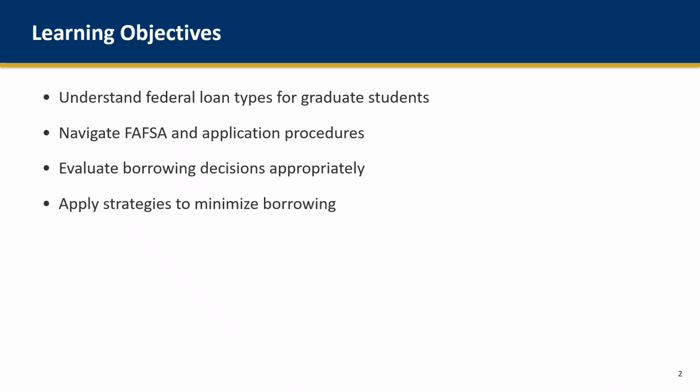Context matters. Fourth, you'll apply strategies to minimize borrowing while still covering your educational costs. If you must borrow, borrowing smartly reduces long-term costs. Let's start with understanding the federal loan landscape.